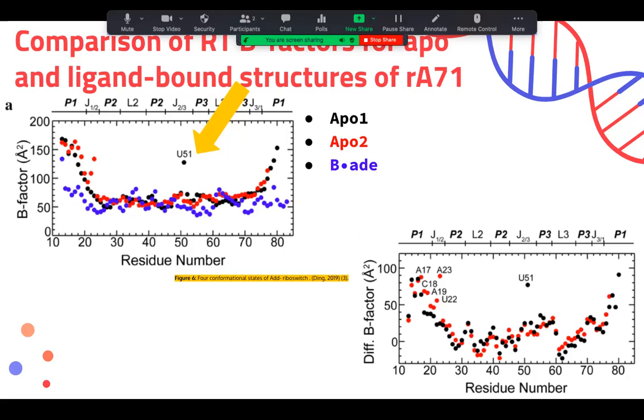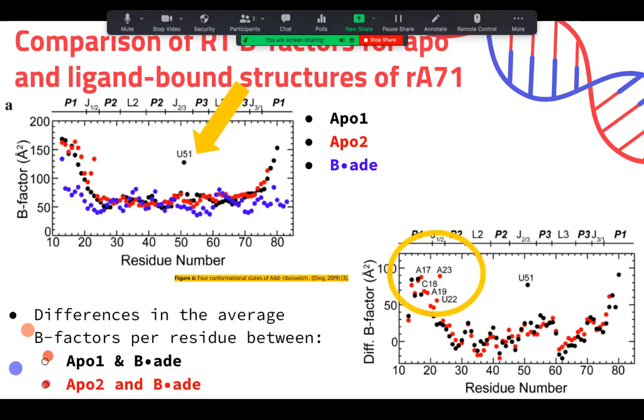That's why the second graph in the bottom right corner is a qualitative data that gives you more information on RA71 in the apo and bound states. In the yellow circle region, the residues show a shift from other parts compared to the previous figure, because it takes the differences in the average B factors per residue between APO1 and BADE and the difference between APO2 and BADE. You're able to see that there are more areas of dynamics in the circle region. That means there's more change when we go from APO2 to the ligand bound region than there is from APO1 to the bound region.